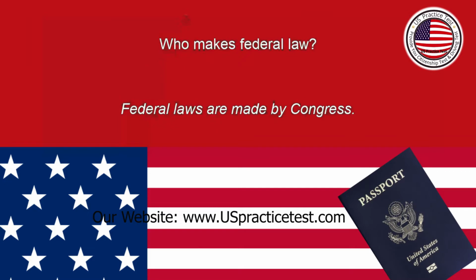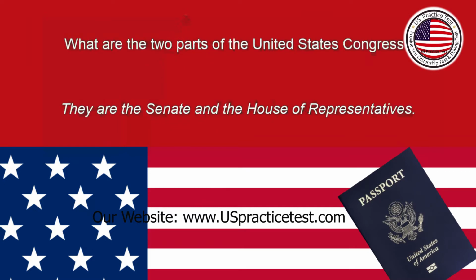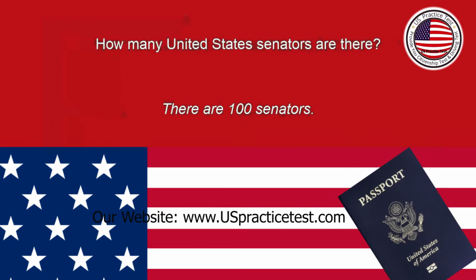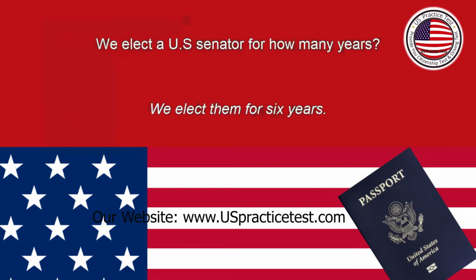Who makes federal law? Federal laws are made by Congress. What are the two parts of the United States Congress? They are the Senate and the House of Representatives. How many United States senators are there? There are 100 senators. We elect a U.S. senator for how many years? We elect them for 6 years.